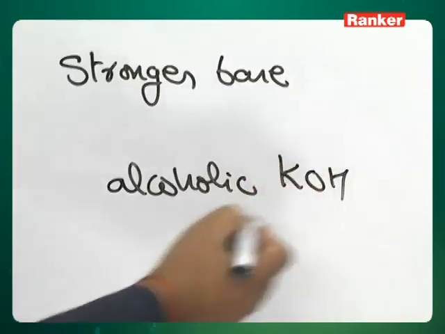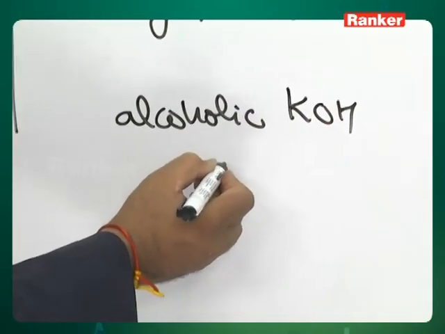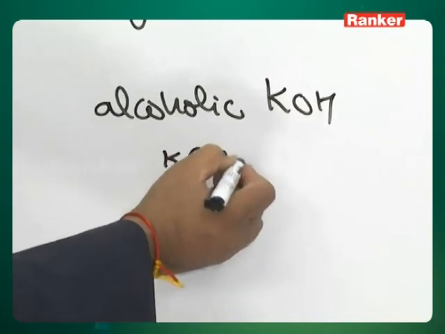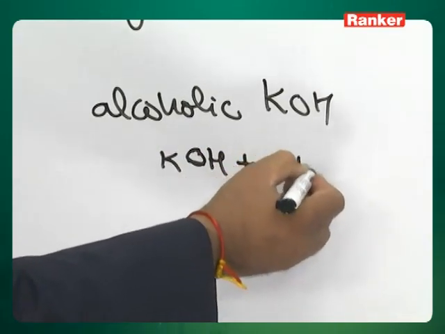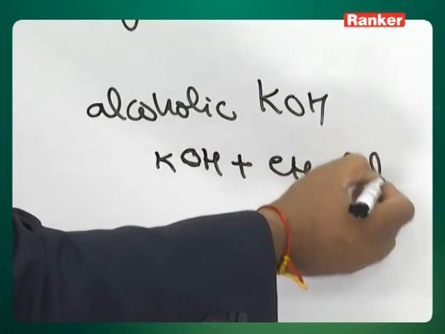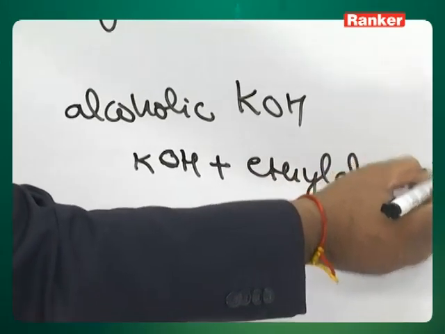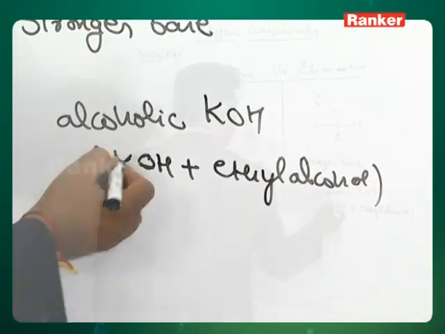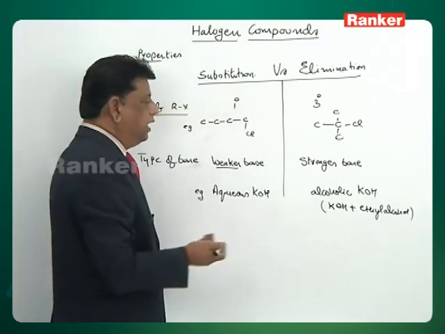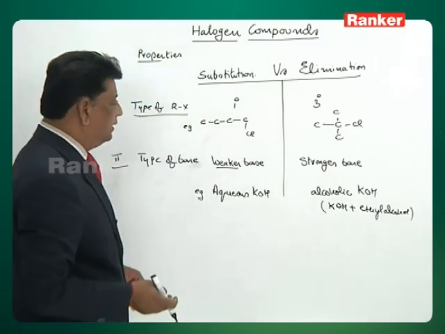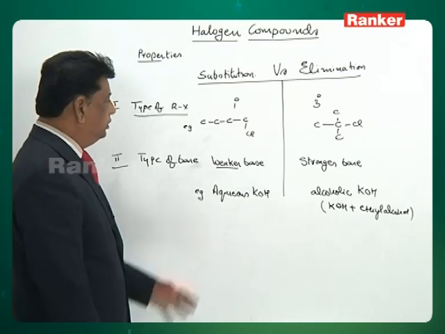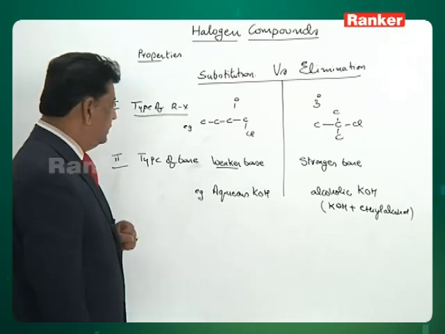Alcoholic KOH means KOH plus ethyl alcohol. Any alcohol you can take, but normally potassium hydroxide and ethyl alcohol are mixed. This is called alcoholic KOH. So these two factors are influencing.